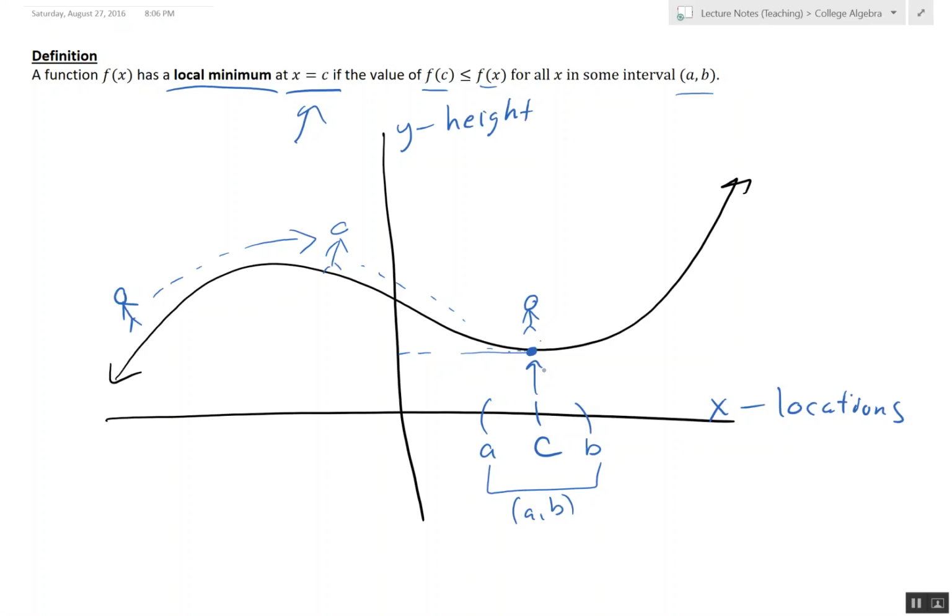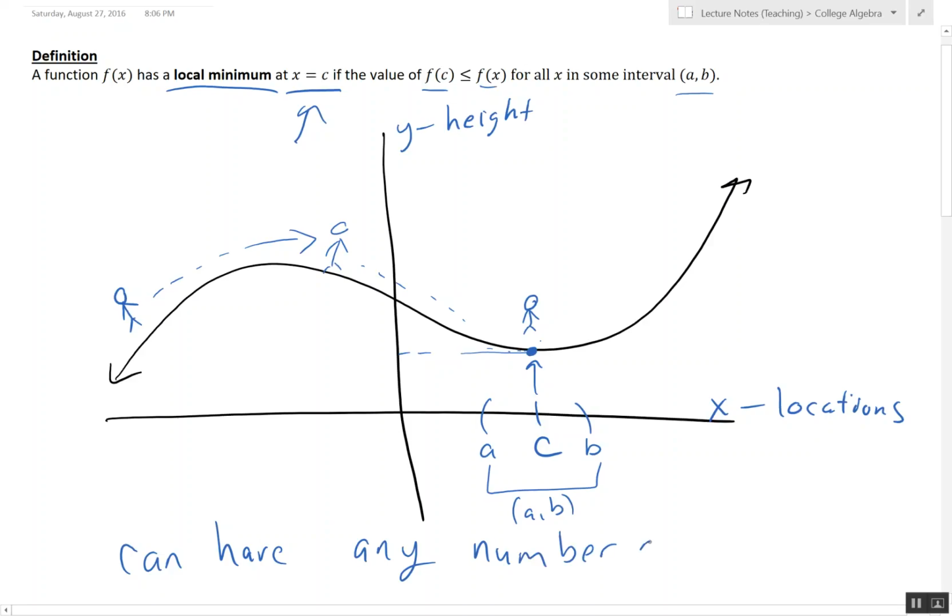Notice that this graph only has one local min, but you can actually have any number of local mins. And that's really all there is to it.